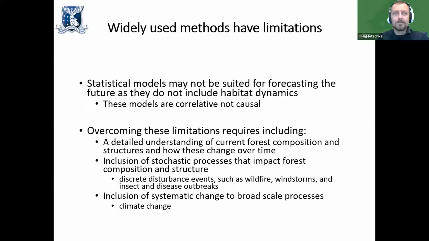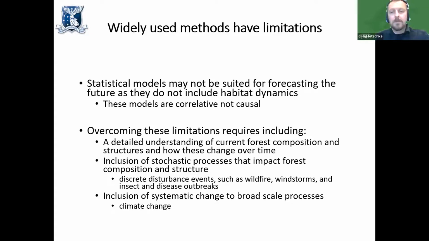And that means that changing some of the underlying processes that climate change may bring or a changing fire regime may not yield the same results. Or these models simply don't include the dynamics of the habitat. They include what has been observed and is then used to parameterize the model. So we need to be able to overcome these limitations.